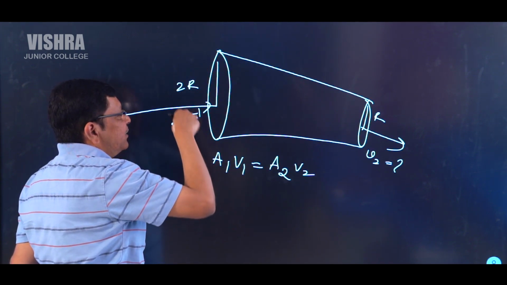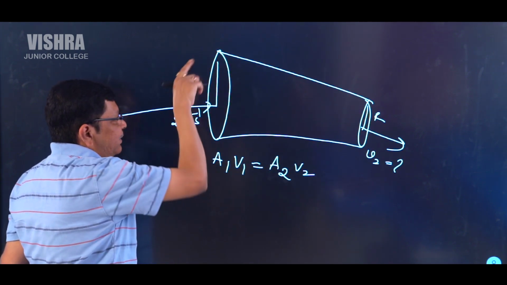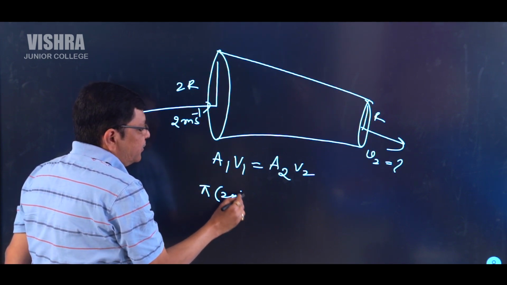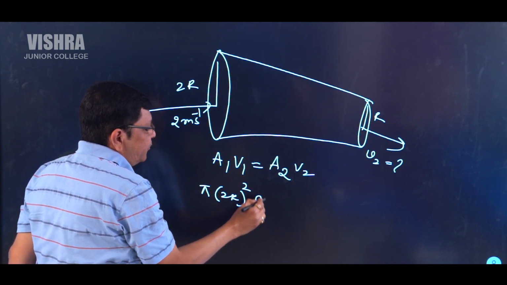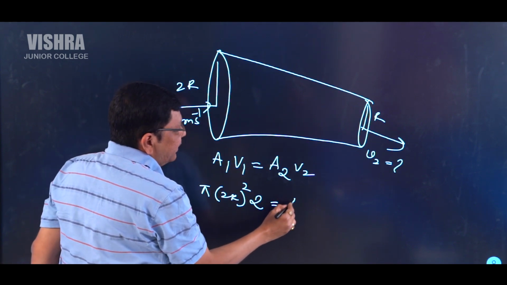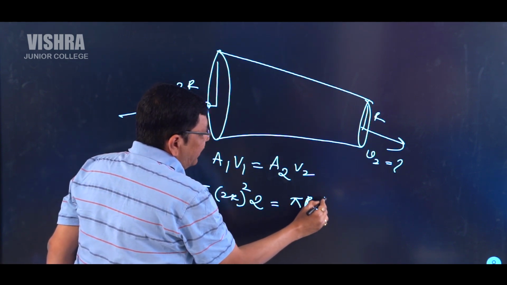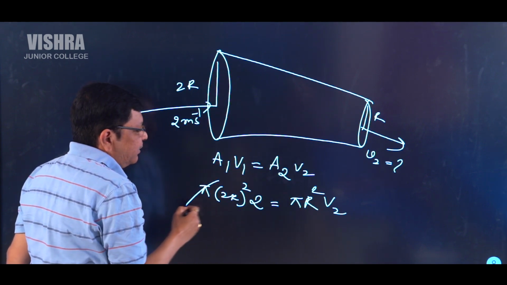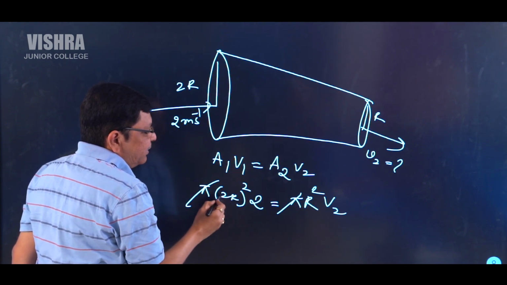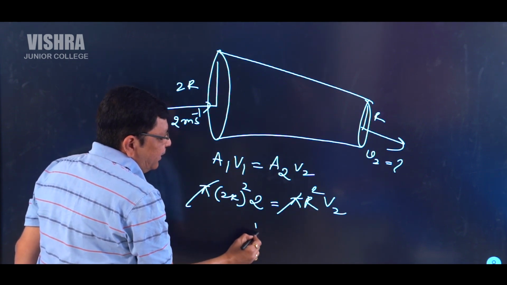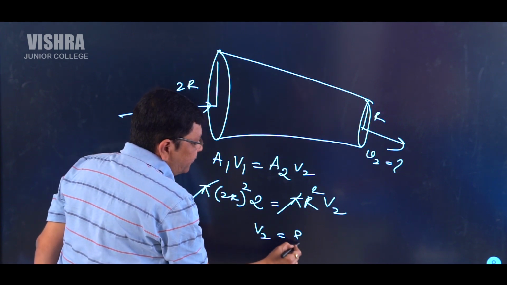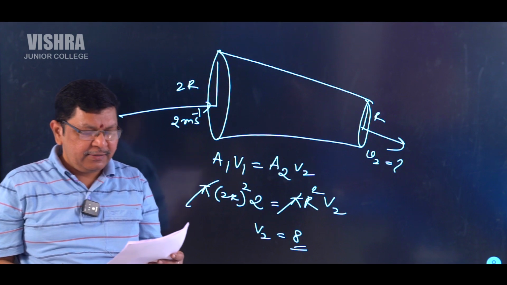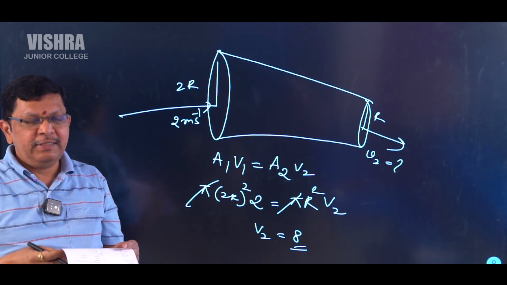Here the radius is 2r, and it is circular in cross section. So the area will be pi into 2r whole squared, and the velocity is 2 meters per second. In the second case, the radius is r, so the area is pi r squared, and the velocity is v2. Pi cancels and r squared balances. Here 4 twos are 8. So v2 equals 8 meters per second. And this is about this question. Let me go for the next one.